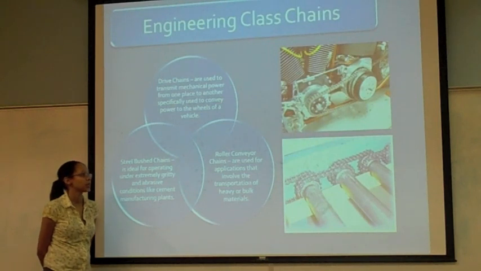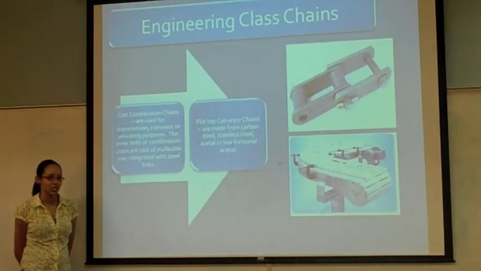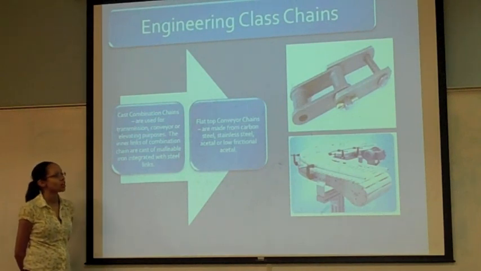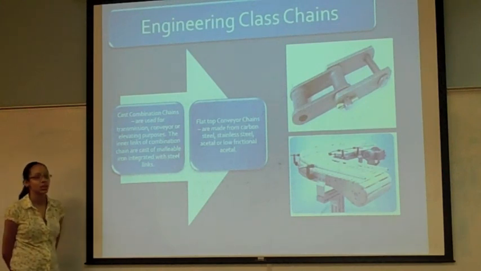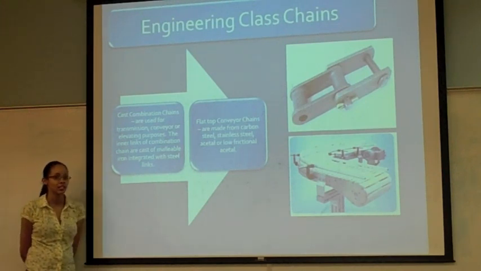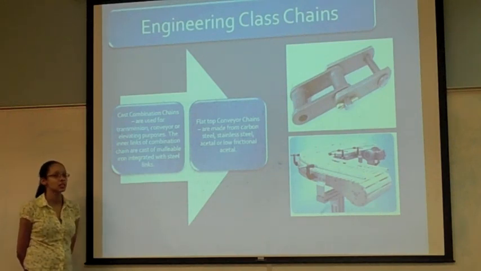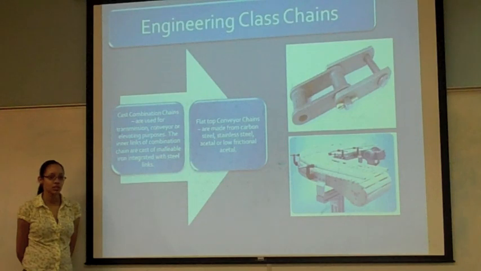Roller conveyor chains. These are used for applications that involve the transportation of heavy or bulk materials. Cast combination chains. These are used for transmission, conveyor, or elevating purposes. The inner links of combination chains are cast of malleable iron integrated with steel links. And lastly, flat top conveyor chains. Those are made of carbon steel, stainless steel, acetal, or low frictional acetal. And now we will look at selection procedures with Winton.